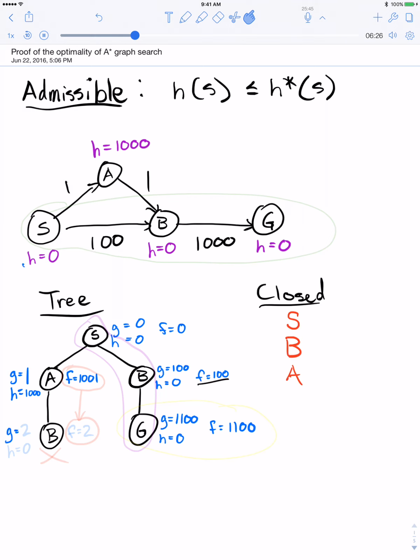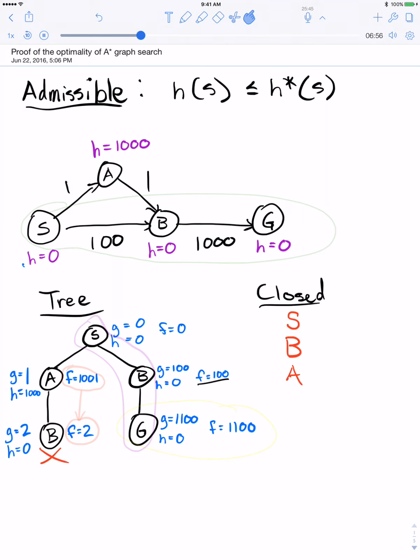So S to A to B has cost 2, and the heuristic at B is equal to 0. That means F equals 2, much lower than the other one. So of course, SAB is the next node we're going to expand. The problem is, when we expand B this time, we notice that it's enclosed. So we do not add its successors to the search tree. We just stop exploring in that direction.